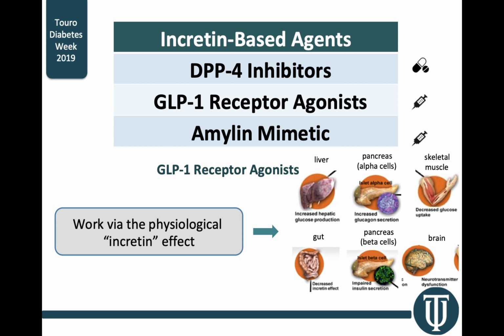So they both are injections. What's so cool about GLP-1 receptor agonists? Just this single class would target 6 out of the 8 core defects. The core defects include liver, pancreas, so alpha and beta cells, skeletal muscle, the brain, and also the gut. All of them work in a relatively new pathway called the incretin effect. I will explain what that means in the next slide.